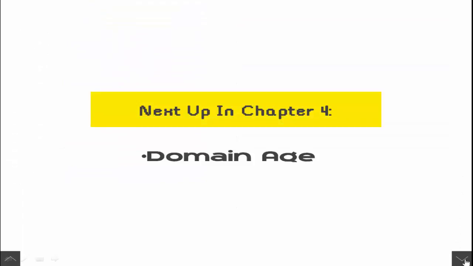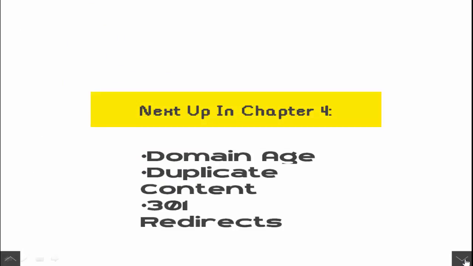That wraps up Chapter 3. Next up in Chapter 4, we've got domain age, duplicate content, and 301 redirects.